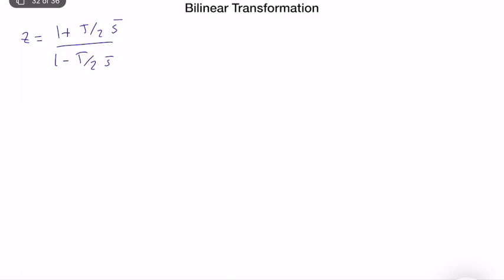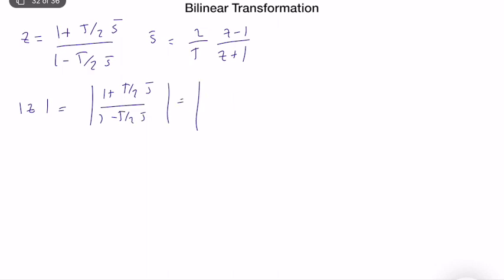Good. So let's analyze this mapping. And also, if you want to write s bar, it is simply this form: s bar equals 2 over T times (Z minus 1) over (Z plus 1). So let's look at the magnitude of Z, which is equal to the magnitude of (1 plus T over 2 s bar) divided by (1 minus T over 2 s bar).